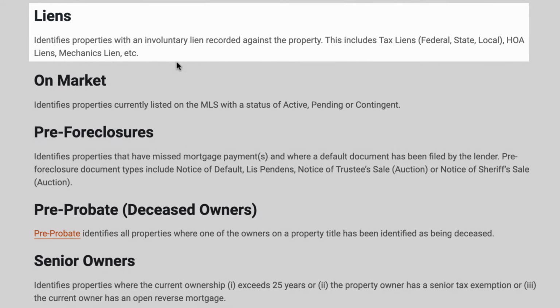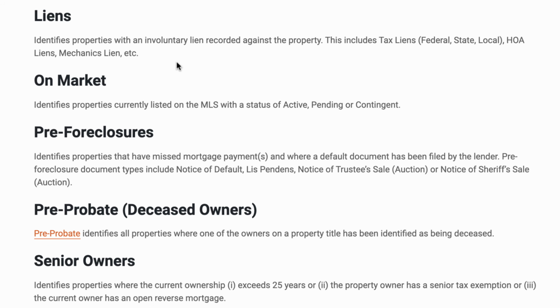It just identifies properties with an involuntary lien recorded against their property. So like a mortgage, for example, would not be an involuntary lien because they signed the thing and agreed to it. An involuntary lien is something that gets slapped on their property, whether they want to or not, because of something that they basically haven't done, like a tax lien for not paying their taxes, an HOA lien, mechanics lien, that kind of thing.